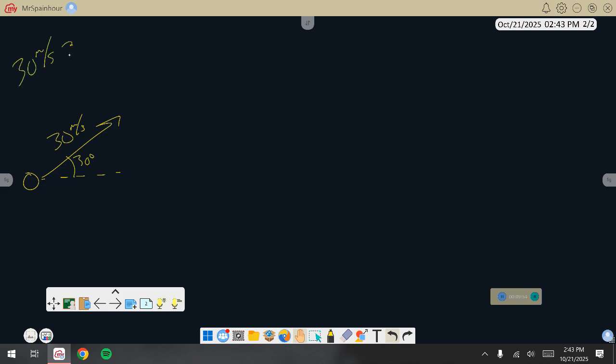All right, so let's go back to this. Let's say I've got a ball and I launch that ball at 30 meters per second at 30 degrees above the horizontal. So again, this is 30 meters per second at 30 degrees.